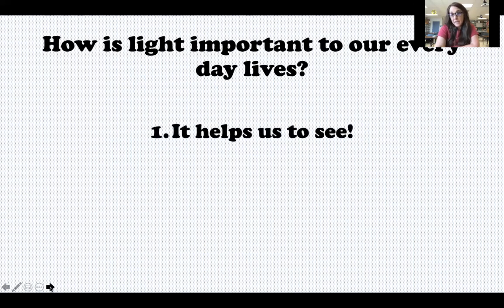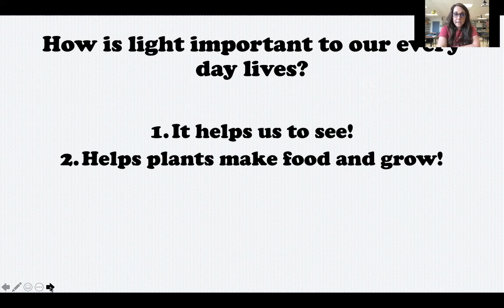It helps us to see, right? If we didn't have the sun, or any light bulbs or things in our school buildings, then we would be walking around in the dark and it would be very difficult to see. Also, sunlight helps plants make food and grow. Without light from the sun, plants would not be able to make their own food. And if plants cannot make their own food, they cannot grow. And without plants, we would not have clean air to breathe or food to eat. So plants are very, very, very important. And therefore, sunlight is very, very important.